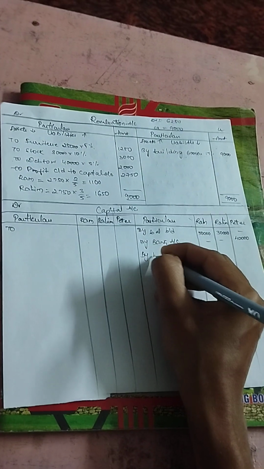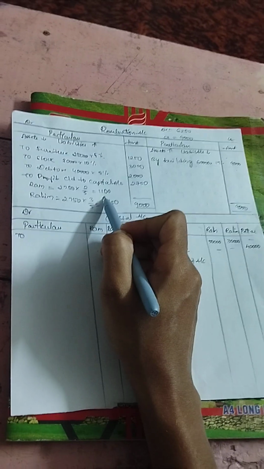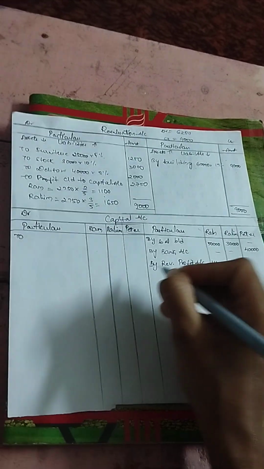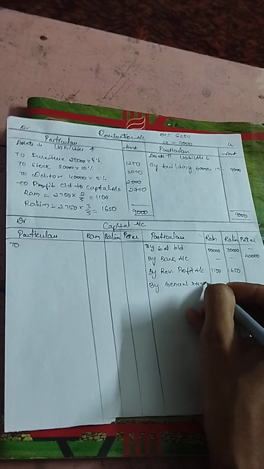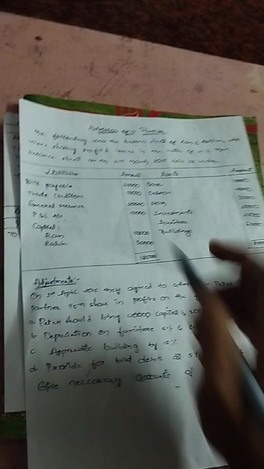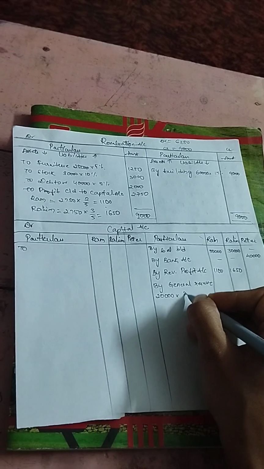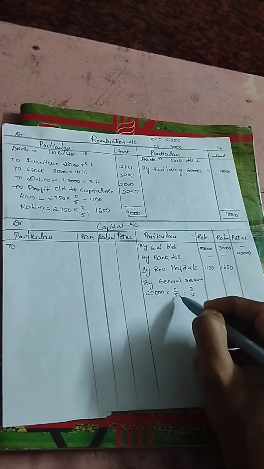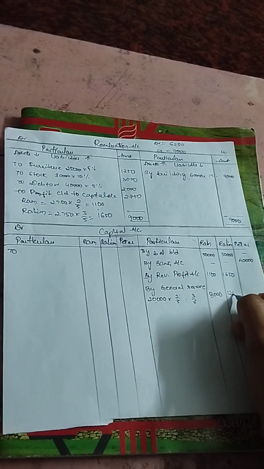Next, by revaluation profit: Ram is 1,100 and Rahim is 1,650. Next, by general reserve. Here in the question we have general reserve 20,000. 20,000 into 2:3 ratio, 2/5 Ram and 3/5 Rahim. So if we calculate 20,000 into 2/5 you will get 8,000 and 20,000 into 3/5 you will get 12,000.